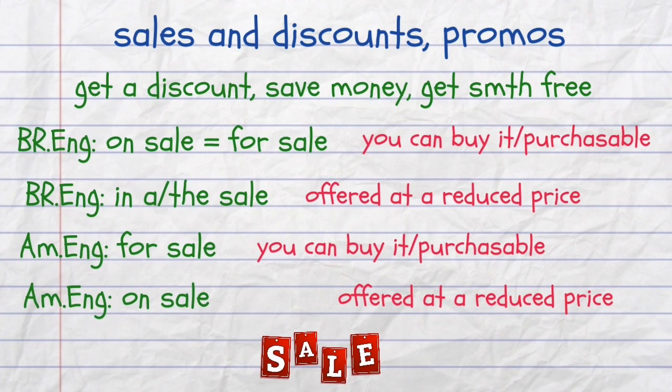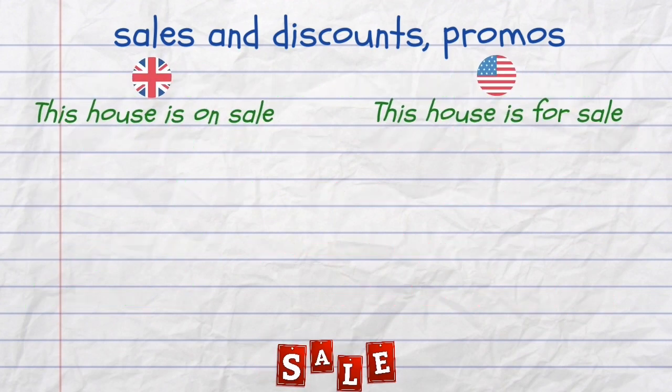But in American English, if someone is selling something and that thing becomes purchasable, you can use only the phrase for sale. In that meaning, the combination on sale is not used. But when the goods are offered at a reduced price, for example in a shop, they are on sale. So you can use this phrase only in this meaning. For example, British: this house is on sale. American: this house is for sale.